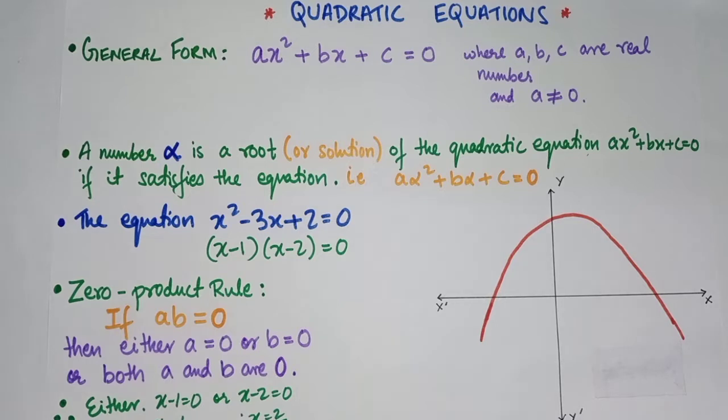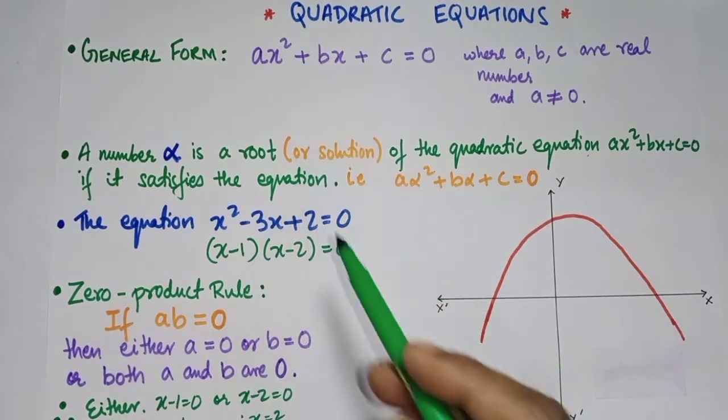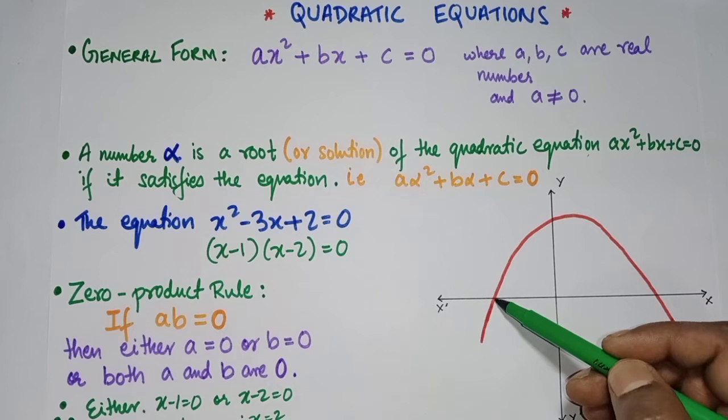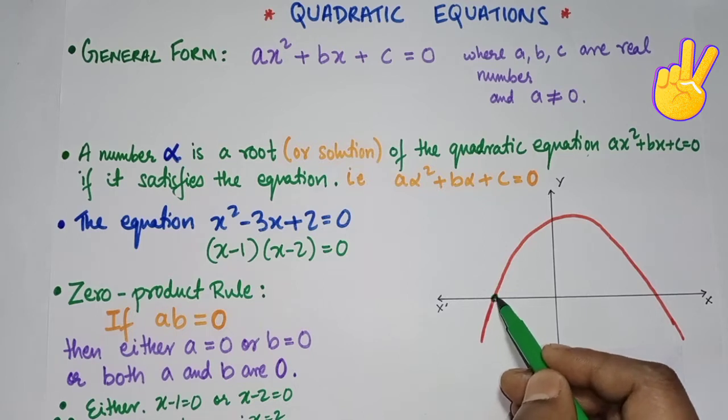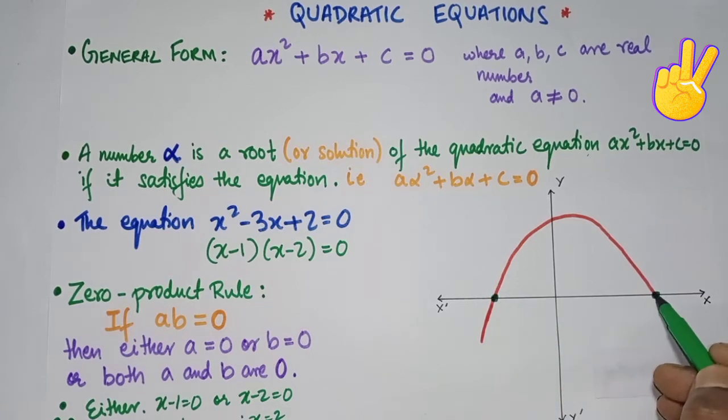So I form a curve. What happens is that this quadratic equation, if you plot it on a graph, will form this type of curve. So this is your quadratic equation. What we are finding, the roots, are these points. These points are called roots.